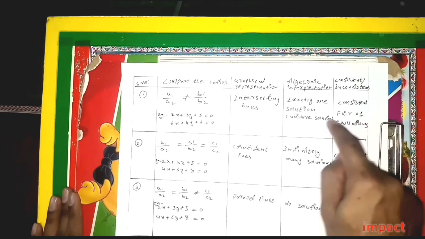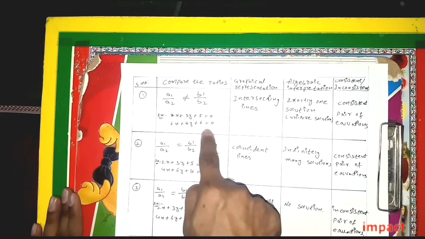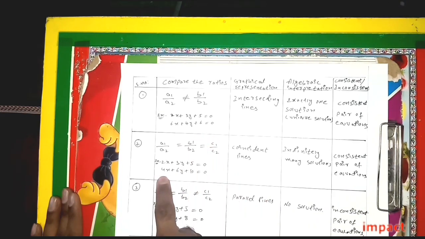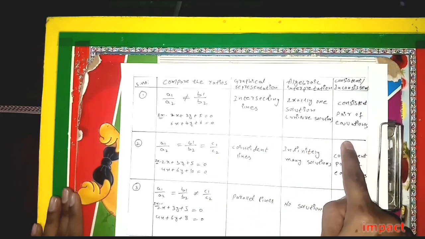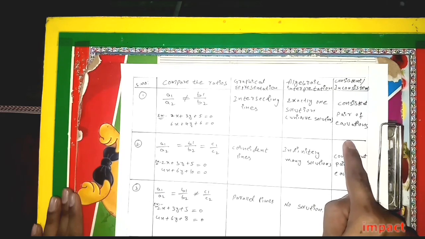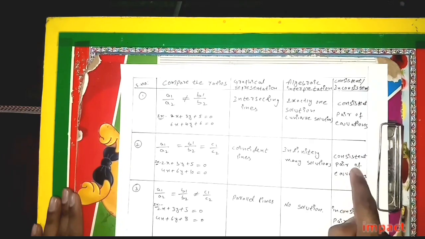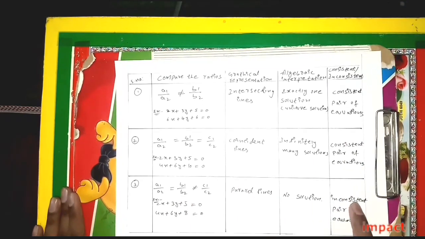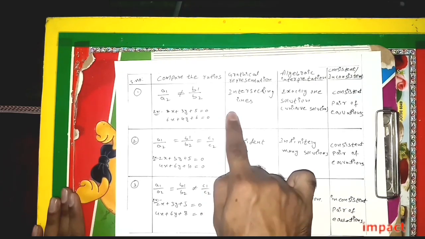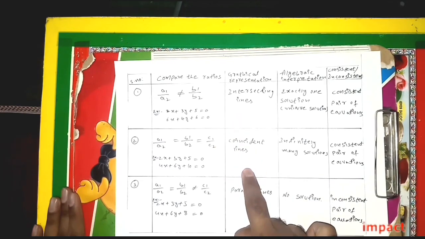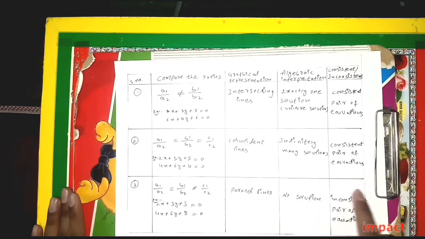See, for intersecting lines and for coincident lines, that means a1/a2 not equal to b1/b2 and a1/a2 equal to b1/b2 equal to c1/c2, these two are called consistent pair of equations, where parallel is not consistent. That means it is an inconsistent pair of equations. Understood? Intersecting lines and coincident lines are called a consistent pair of equations, whereas parallel lines are an inconsistent pair.